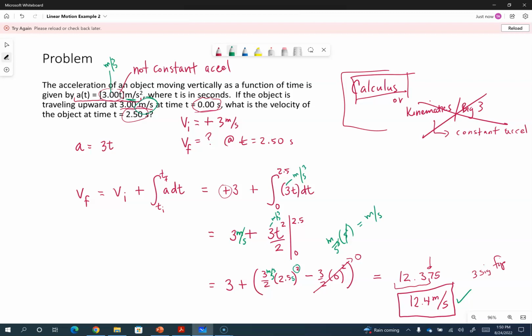So this acceleration is always positive. This object will continually speed up. And so we see 12.4 being quite a bit bigger than 3. So that seems to be okay.